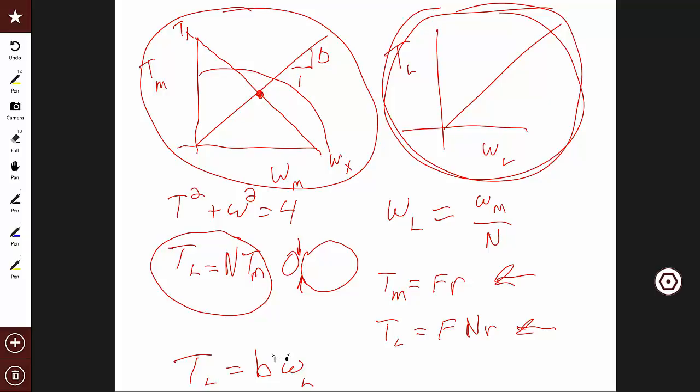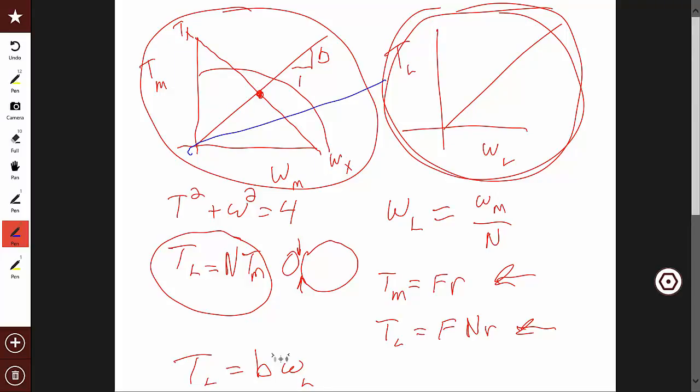What is it now with the speed reducer? The slope is lower than it was before: B divided by a bigger number. So it's less steep. It's going to come down. Now it's going to look like this in the blue one.